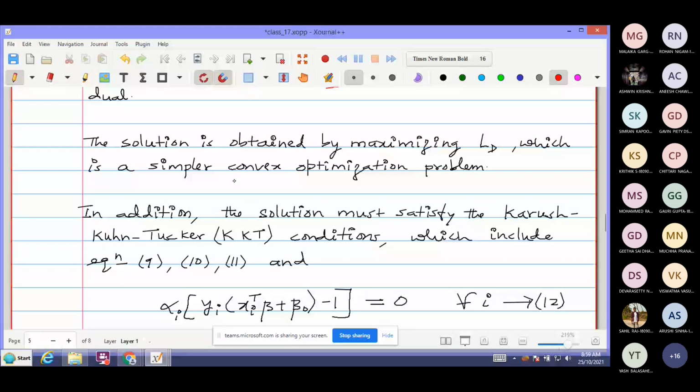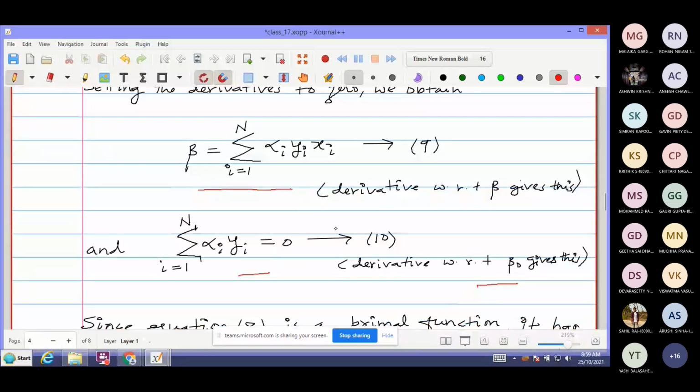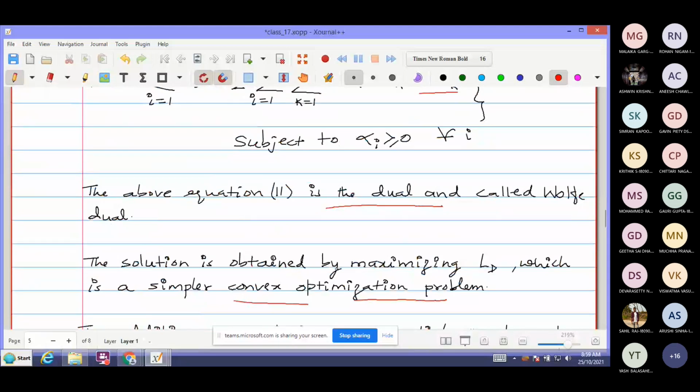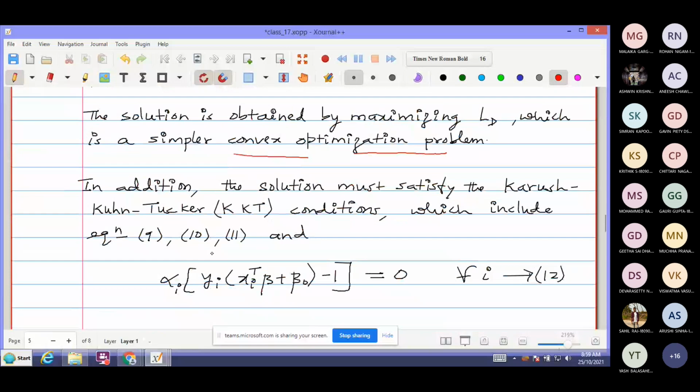Now, the conditions which we wrote in equations 9 and 10 are known as the KKT, Karush-Kuhn-Tucker conditions. I will continue with this further.